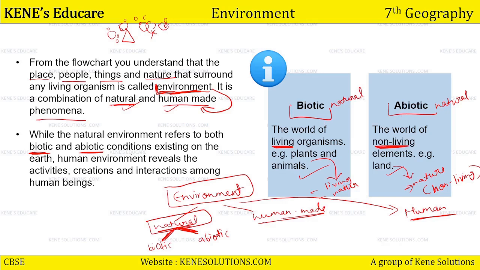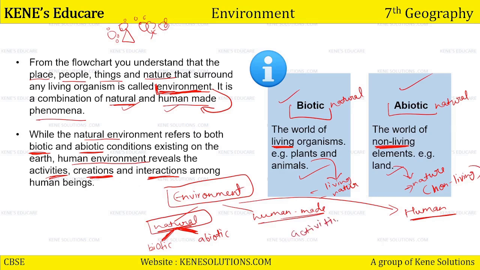So the natural environment has biotic and abiotic components. Both abiotic and biotic are natural components, but biotic consists of living organisms and abiotic consists of non-living elements. Whereas the human environment reveals the activities, the creations, and the interaction among the human beings. Human environment is very different from the natural environment. Natural environment consists of these two major components, whereas human environment shows us the activities they do.